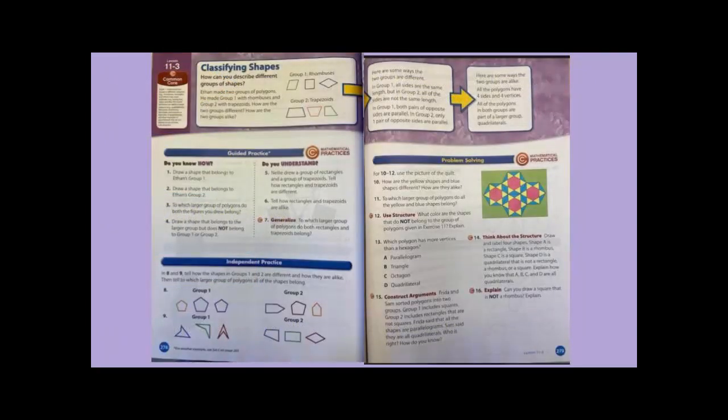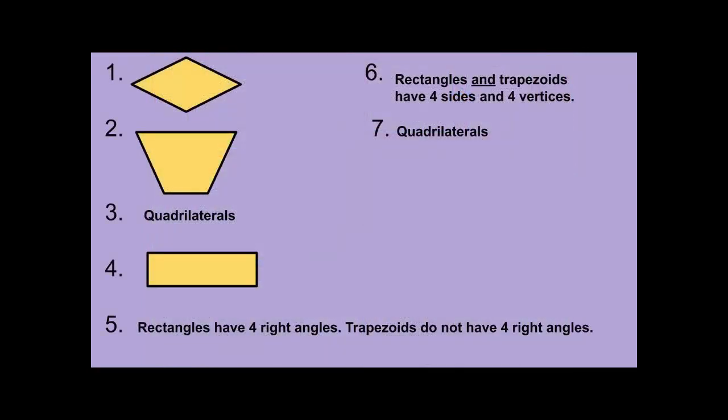Now let's do problem 7. Generalize. To which larger group of polygons do both rectangles and trapezoids belong? Pause the video and write your answer. I hope you wrote quadrilaterals. Check your spelling if you did. And also, if that was not your answer, cross out what you wrote and write the word quadrilaterals. These shapes have 4 sides, 4 angles, 4 vertices. They belong to the larger group called quadrilaterals.